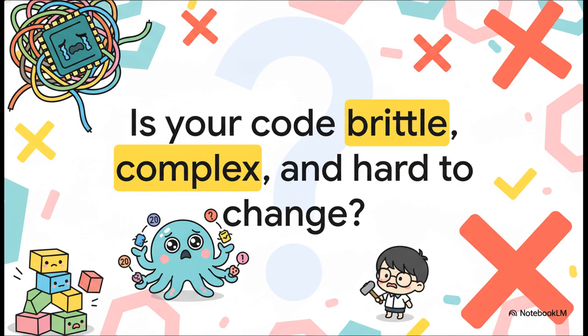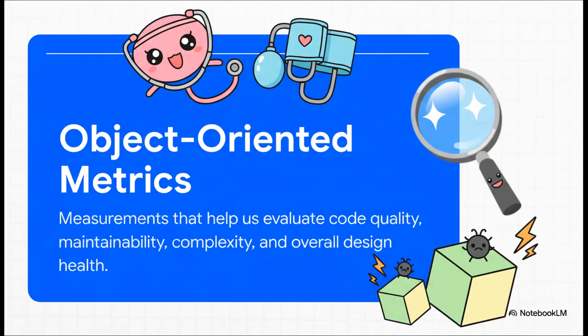But what if you could actually measure that health before it becomes a full-blown crisis? Well, that is exactly where OO metrics come into play. Seriously, think of them like a doctor's toolkit for your codebase. They give us real, concrete numbers to help us evaluate quality, to spot those potential code smells, those little hints that something much bigger might be wrong under the surface. It's all about checking the overall health of our design before a small problem spirals into a system-wide disaster.